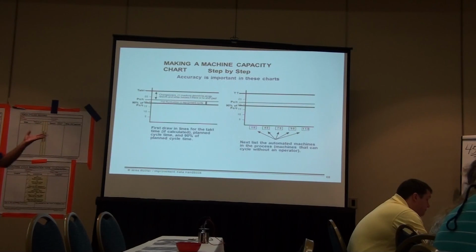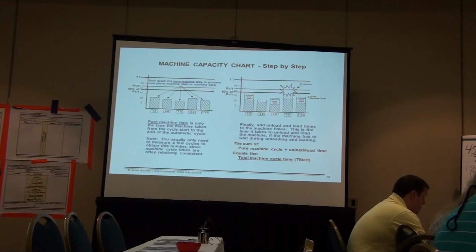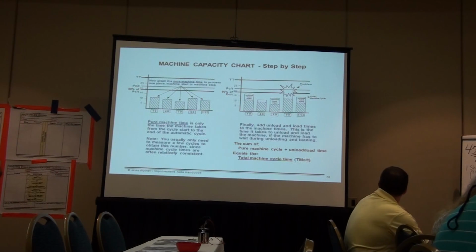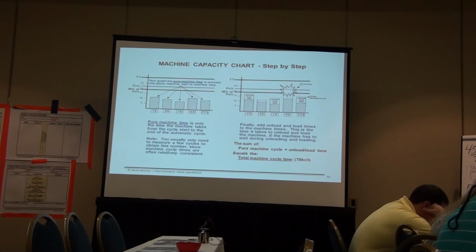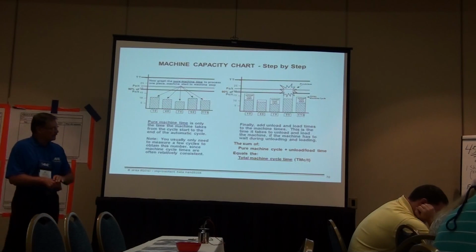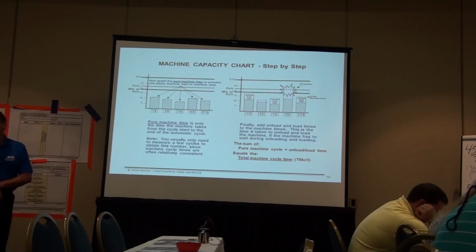Okay, so again, how do we chart it? The first step is simply to lay in takt, planned cycle time, and 90%. We come in and put in the various machine centers, listed at the bottom. Add in the pure machine time as we understand it. Add in the load and unload as we understand it. And we would probably see where the problems are. By adding the sum of the pure machine cycle time and the load and unload time, that really equates to the actual total machine cycle time.